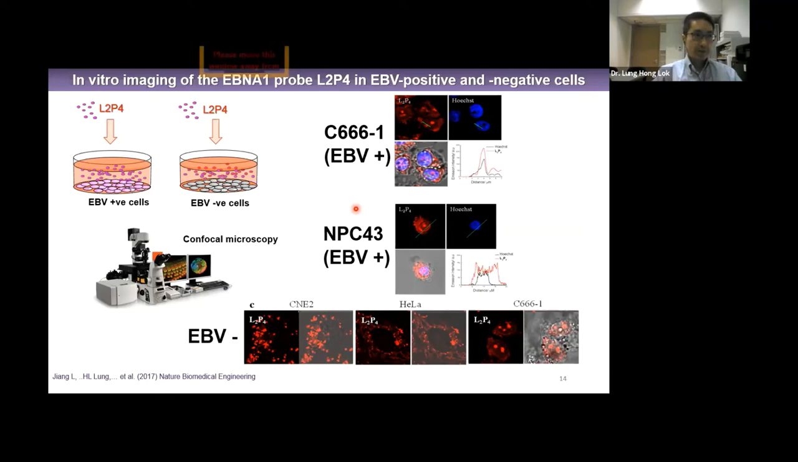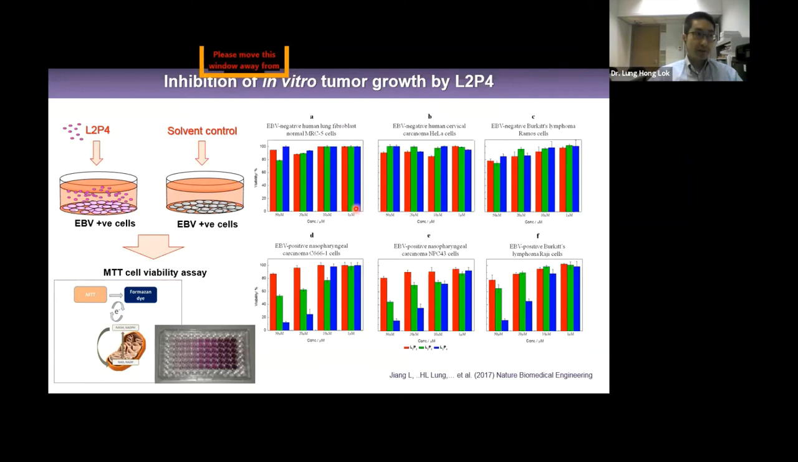So what is next? Next we test the anti-tumor activity, the anti-tumor growth activity of L2P4. We do similar things in the culture dish. We add L2P4 to the EBV positive cells, because only those cells contain the target protein abner1.